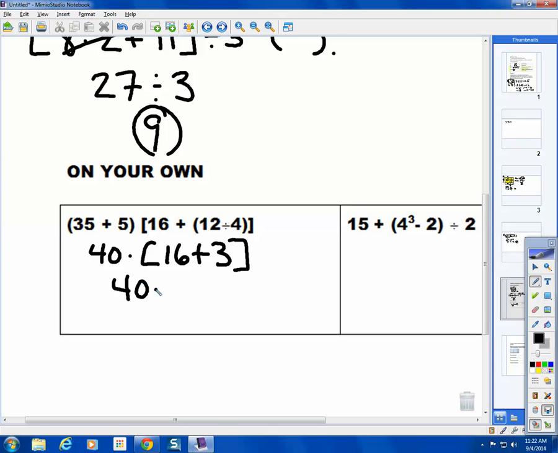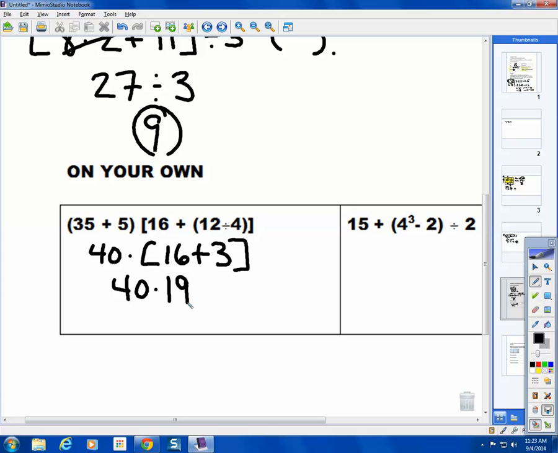Most of you should be pretty much through the first one. You guys agree with where I'm at so far? 40 times 19. Did you guys get a product of 760 for that? How many got 760? Quite a few of us.